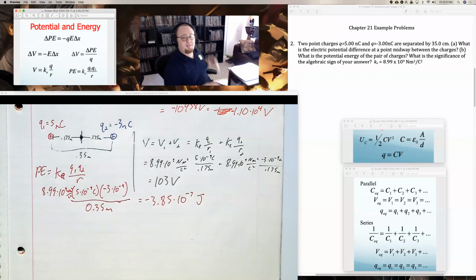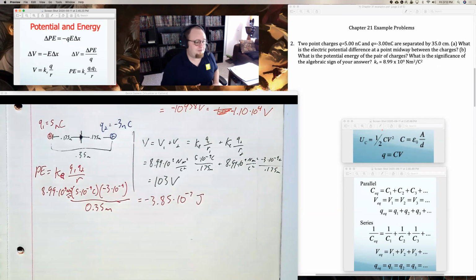So this is a textbook problem, and as a textbook problem, it asks some weird questions. What it says is, what is the significance of the algebraic sign of your answer? That's the kind of thing I probably would never have you do on an exam, but it's good to think about. This potential energy is negative.